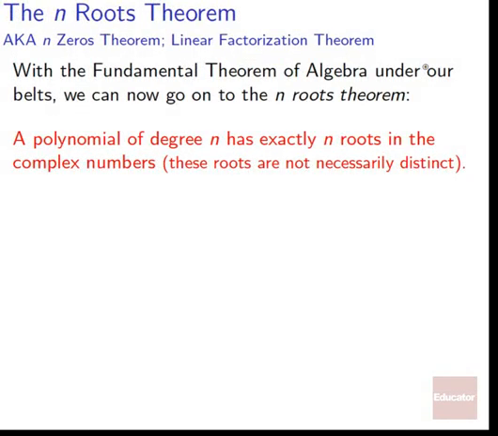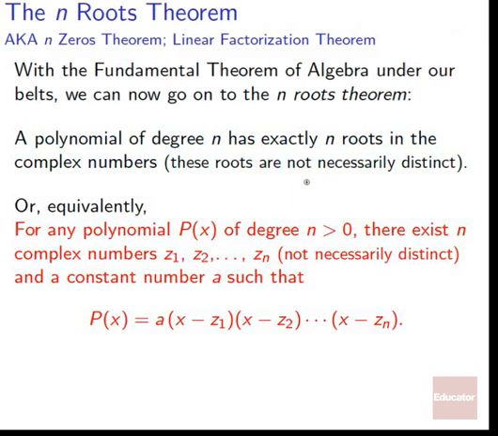All right, with the fundamental theorem of algebra under our belts, we can now go on to the n-roots theorem, which is also sometimes called the n-zeros theorem or the linear factorization theorem. A polynomial of degree n has exactly n roots in the complex numbers, and these roots are not necessarily distinct, so they're not necessarily going to be different from one another, and we'll talk more about all of these things.